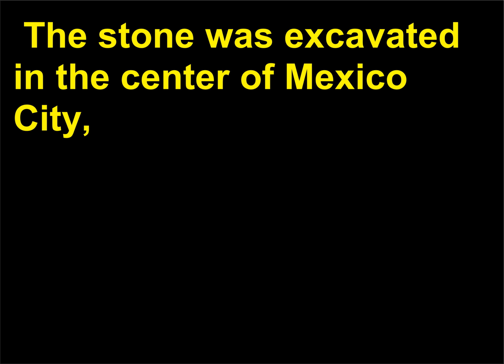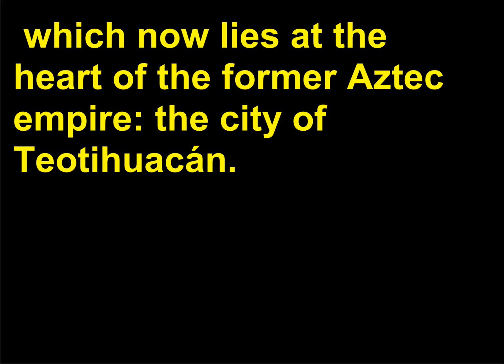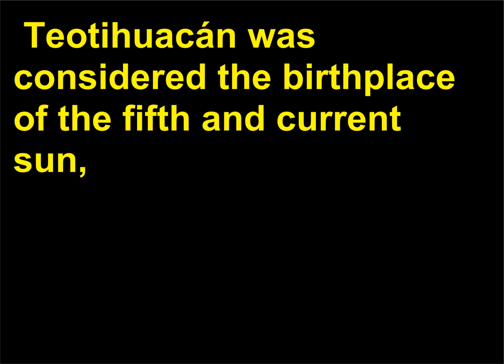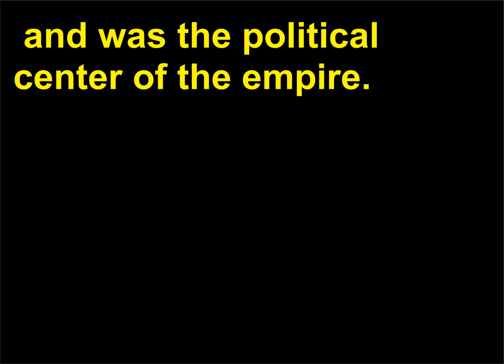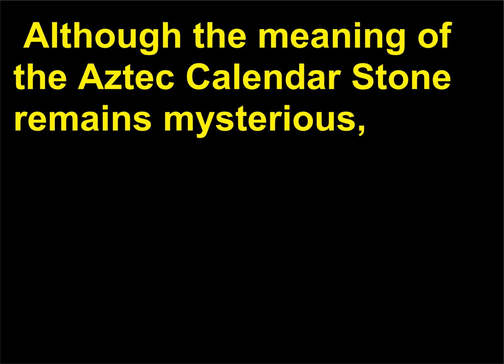The stone was excavated in the center of Mexico City, which now lies at the heart of the former Aztec Empire, the city of Teotihuacan. Teotihuacan was considered the birthplace of the 5th and current sun, and was the political center of the empire. Although the meaning of the Aztec calendar stone remains mysterious, its image continues to influence modern Mexican art and culture.